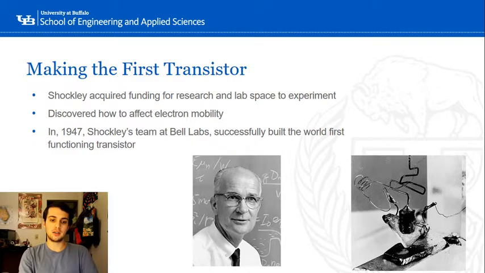So Shockley acquired funding for research and lab space to experiment, and he started his work. Shockley's team discovered that if they applied a voltage to a crystal in a certain direction, no current would flow. But if they injected electrons into the crystal, electrons would begin to flow. In 1947, after a few years of experimentation, Shockley's team at Bell Labs successfully built the world's first functioning contact transistor, which you can see there in the bottom right.